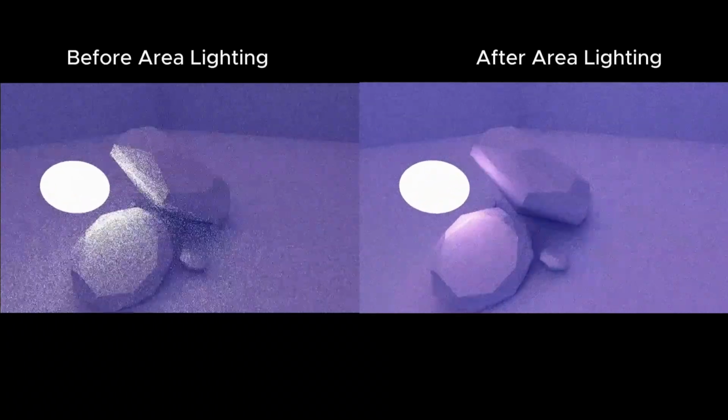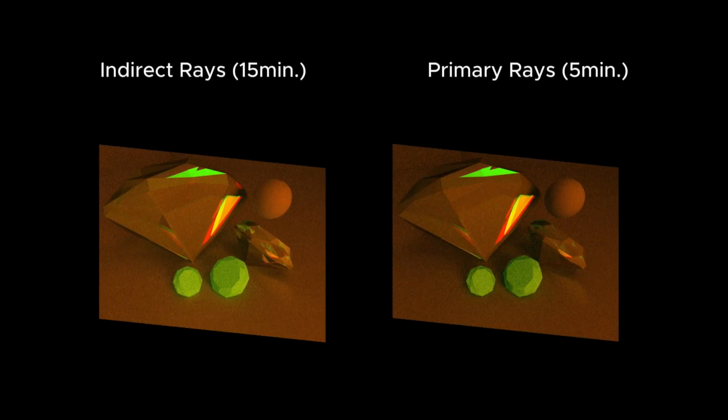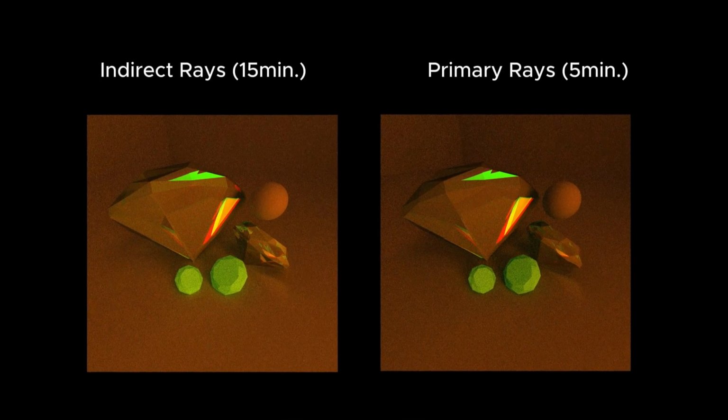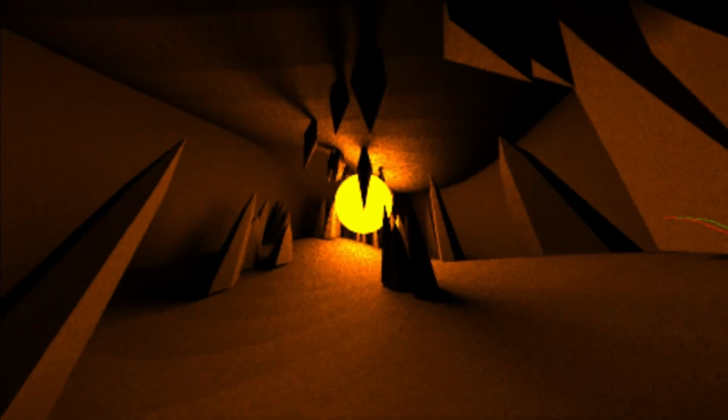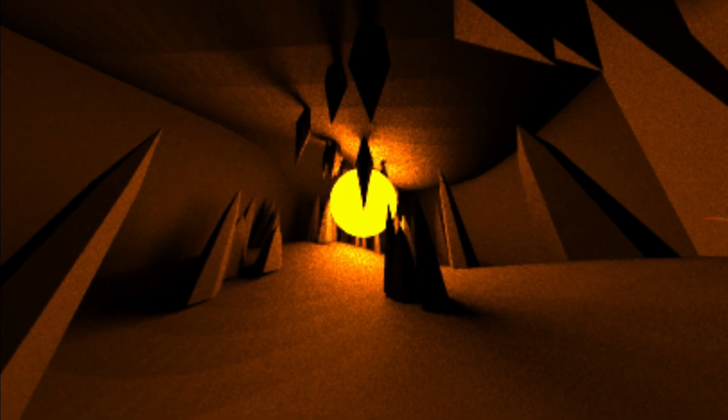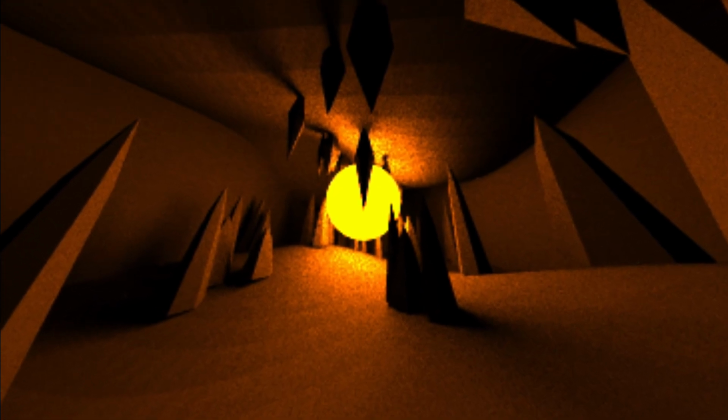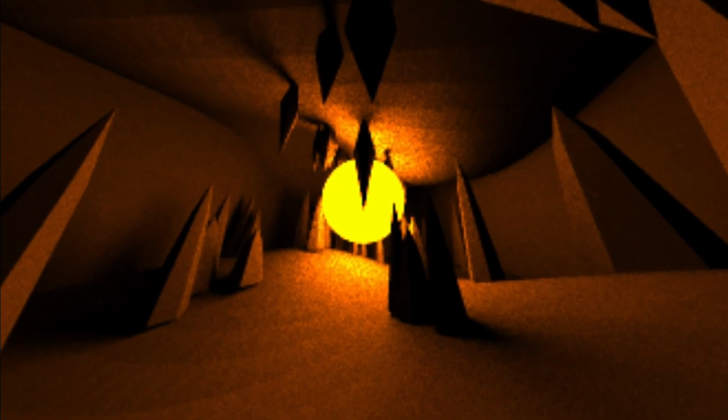The trade-off is that we only sample them for primary rays, or rays from the camera. Indirect rays and spectral rendering don't sample them for performance reasons. We can combine these two together, where area lights can be used to brighten the scene, while emissive spheres are used to create more of the effects for spectral rendering.